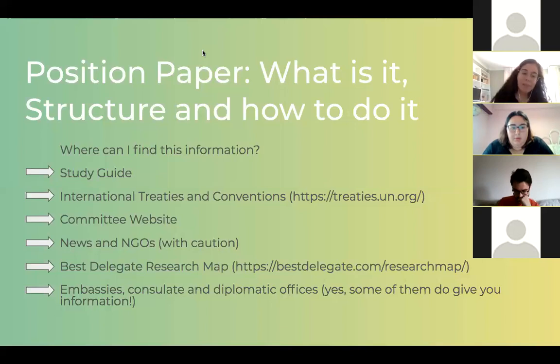And the last one in this is that you can actually contact embassies, consulates, and diplomatic offices. I never did it, but I know lots of people who have done it, and they are very, very, very polite and will try to help you as much as they can. They might take a little time to answer you, of course, but feel free to reach out to them. I know they can help, and they will be glad to help.